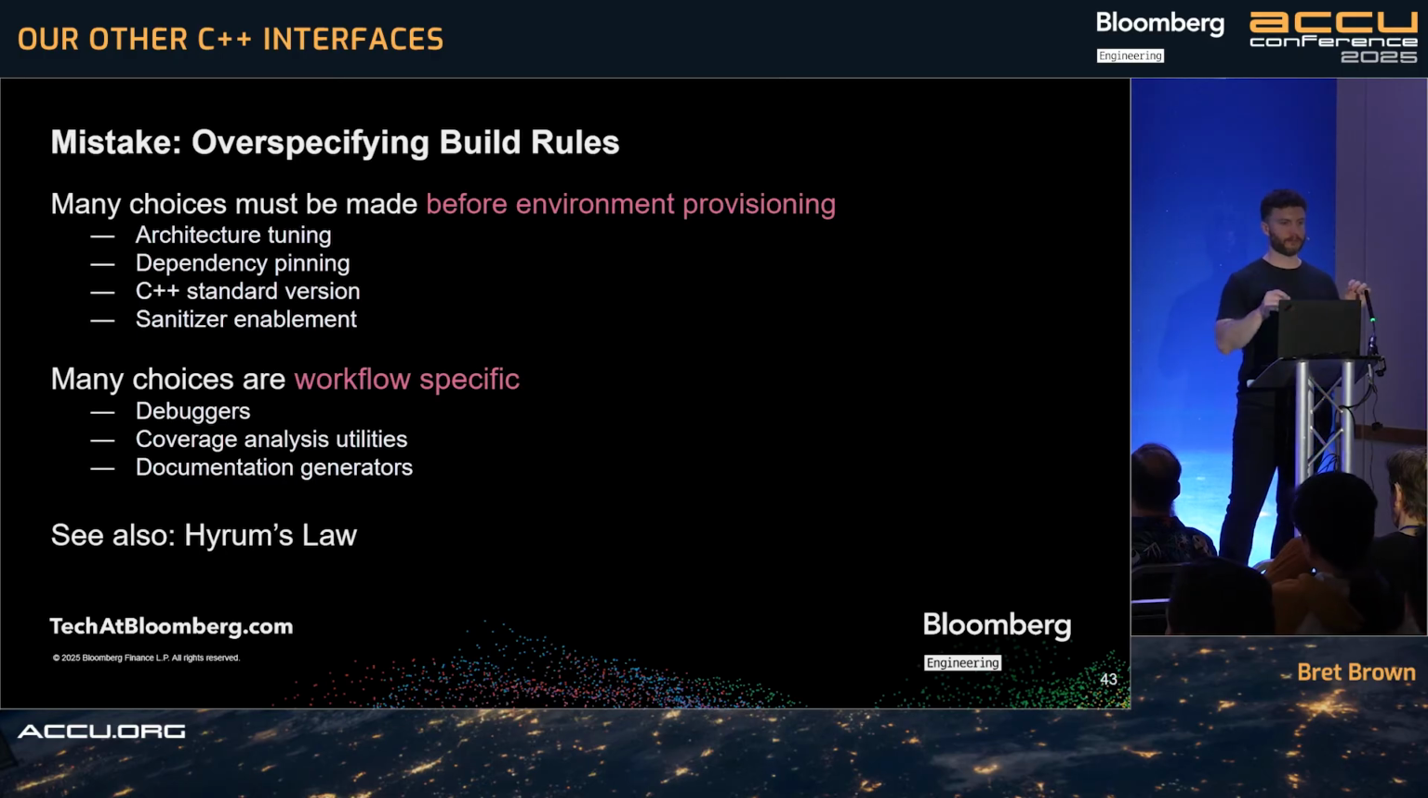So many choices are workflow specific, even whether you're debugging or not. Maybe it's not something you need to know before you provision, but whether you're doing this or that is where you make those choices. And again, how would every library know what the user is trying to do?